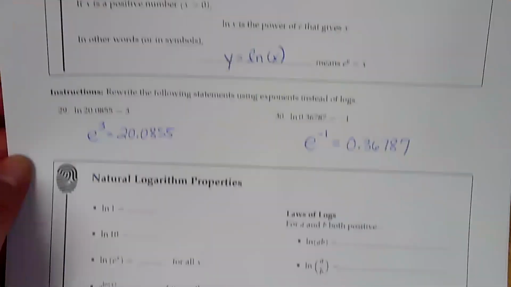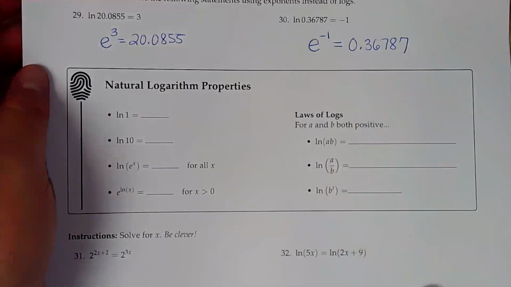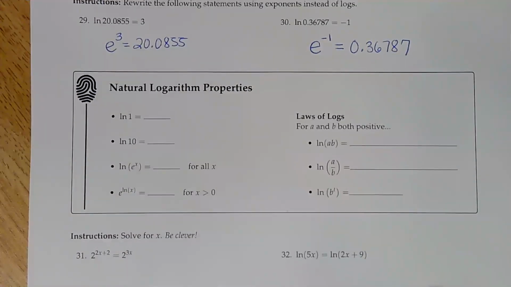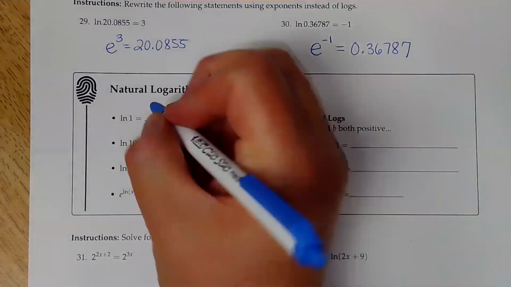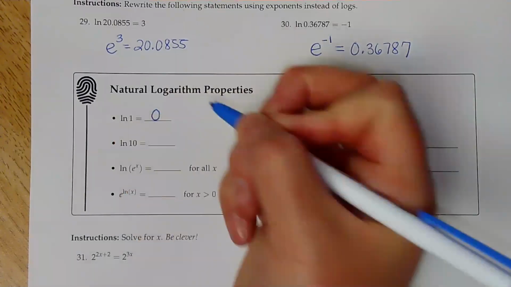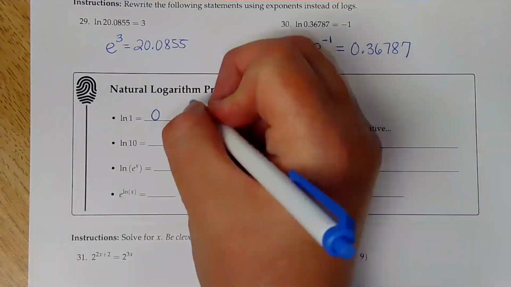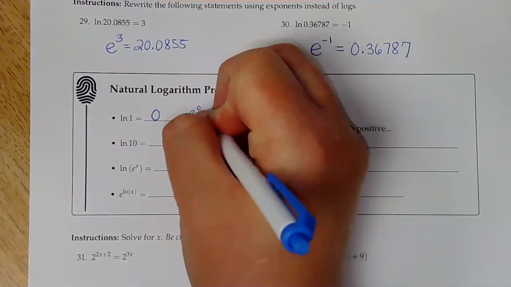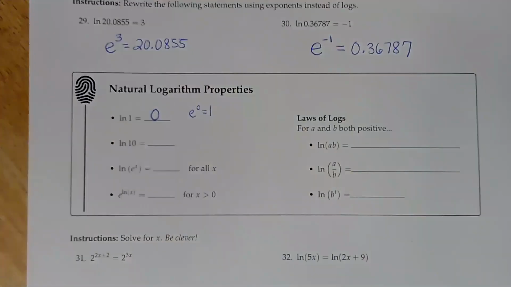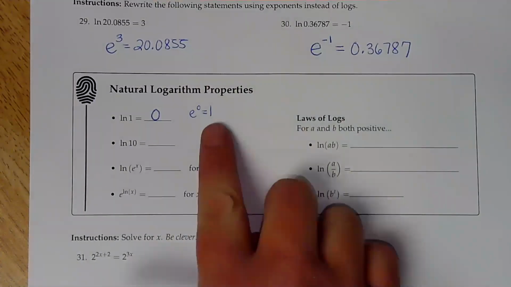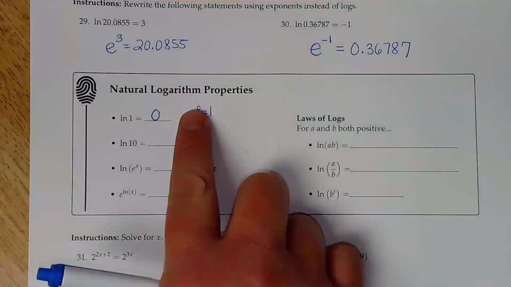We're going to fill out these natural log properties. These are going to look really similar to the ones we had for common log. So ln of 1 is 0. The way that I remember that is I know that e to the 0 is equal to 1, because anything to the 0 is 1. And so if I reverse that, then ln of 1 is 0.